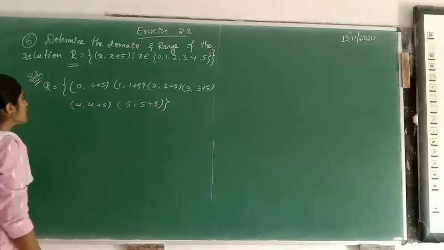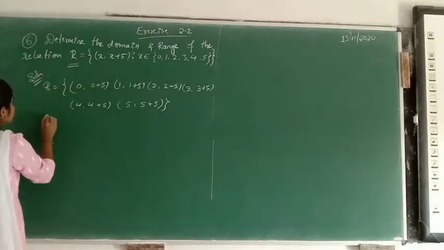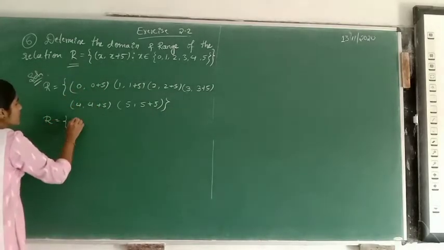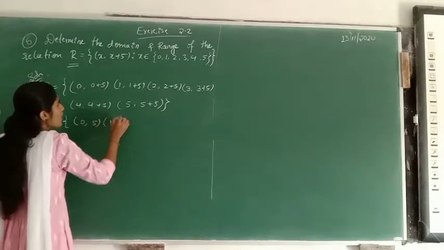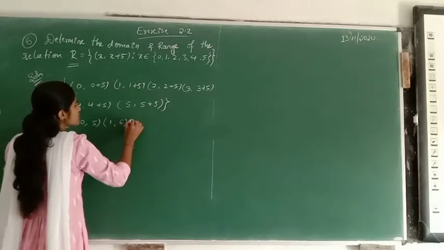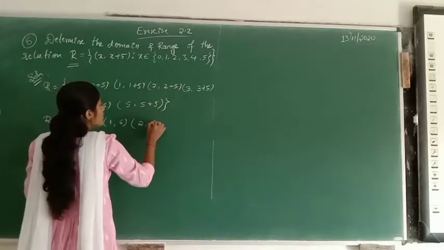See what the ordered pairs will be. That is 0 comma 5. 0 plus 5 is 5. 1 comma 5 plus 1 is 6. 2 comma 2 plus 5, that is 2 comma 7.